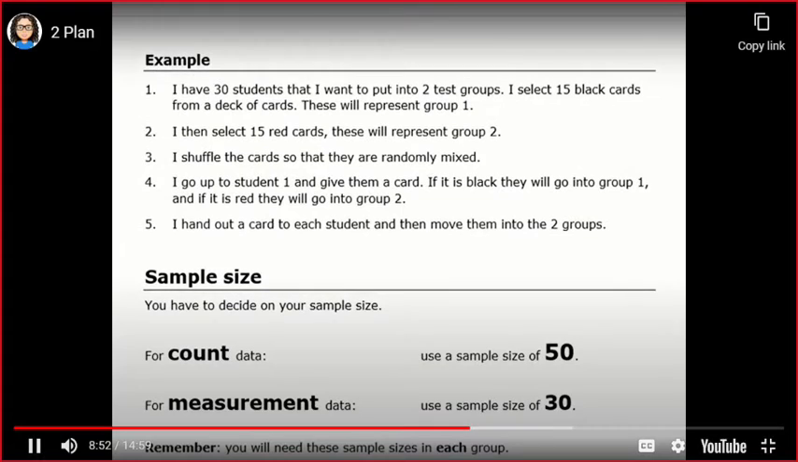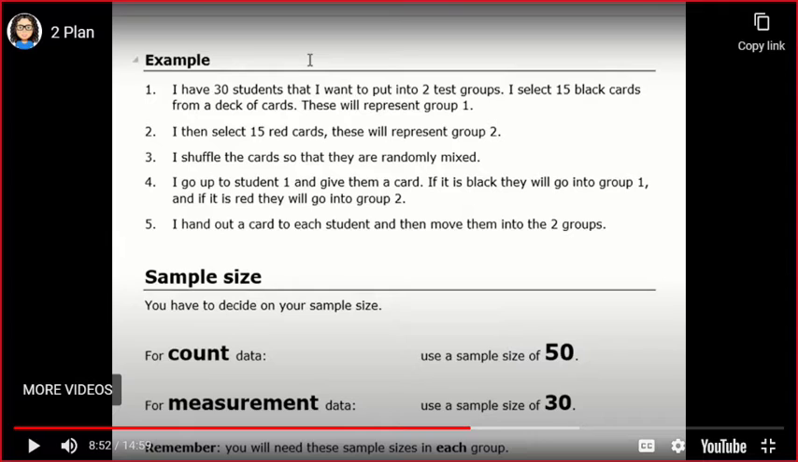Okay, but 30 students. So let's look at this. I have 30 students I want to put in two test groups. Select 15 black cards from a deck. This represents group 1. So the people who got a black card get there. But notice I selected the 15 black cards from a deck of cards. So you have to make sure that it's equally likely they'll be put into these groups. So if you have 30 students, then you need 30 cards. Half of them black, half of them red. Okay?